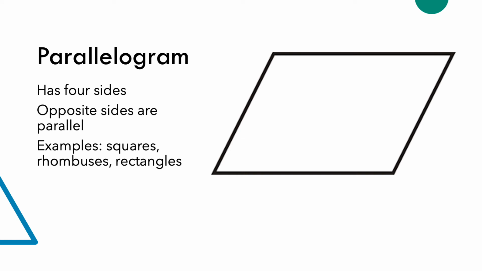Next, we're going to talk about parallelograms. Parallelograms are shapes that have 4 sides. Opposite sides in a parallelogram are parallel. Good examples of parallelograms are squares, rhombuses, and rectangles.